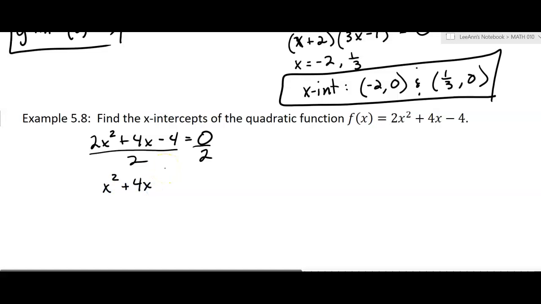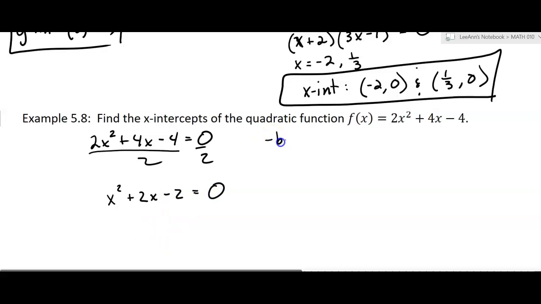No, you don't get that. I was going to divide by 2. Sorry about that. Okay, so we're going to just divide by 2 on both sides. And then I get x squared plus 2x minus 2 equals 0. But this does not factor. Okay, so we're going to go to the quadratic formula.